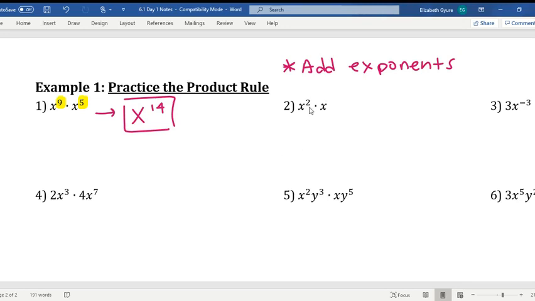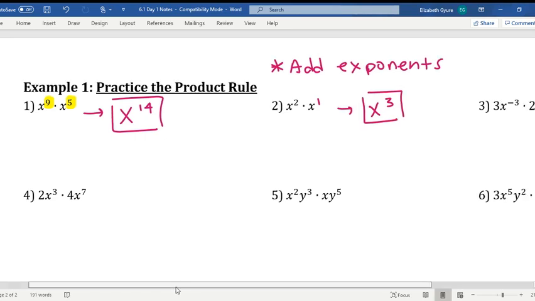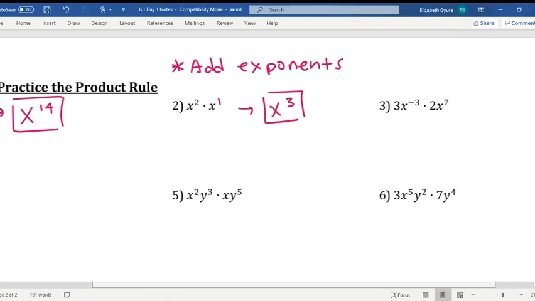Okay, so let's take a look at number 2. I have x squared and x to the, I'm confused. I don't see an exponent. What's technically there? Yeah, it would be x to the third. Good, Alex. Yep, 2 plus 1 is 3, so that would be x to the third. Precisely.